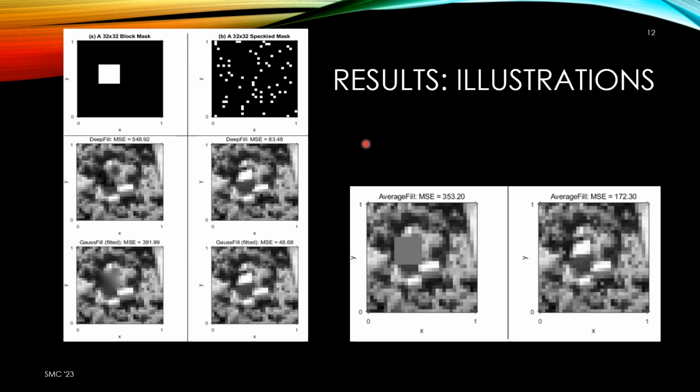So these are some illustrations. This is a block mask that we have used, and this is speckle mask that we have used. These are all on 32 by 32 cropland images, and this is the corresponding deep field version on the left hand side. This is the Gauss field version, and this is the average field version, and the corresponding MSEs are also mentioned here.